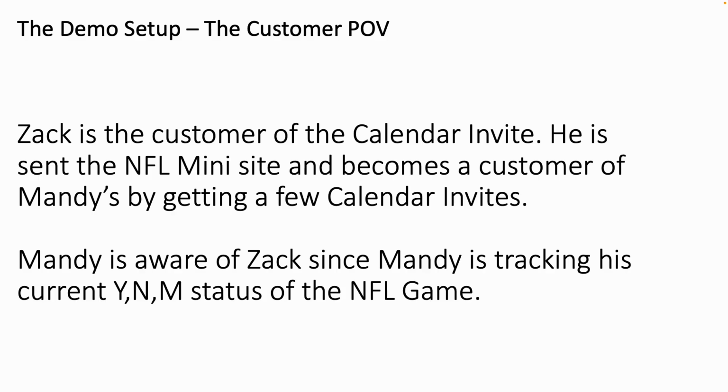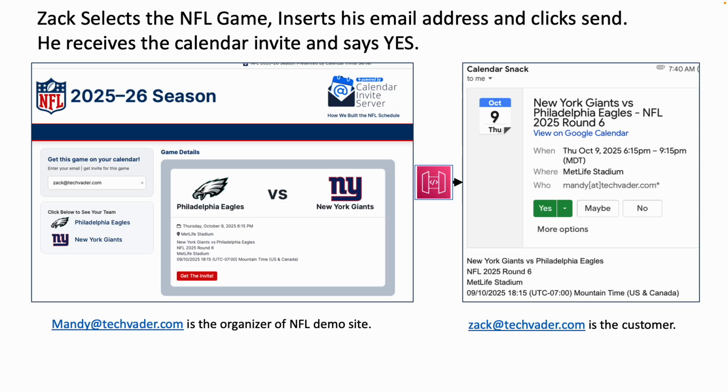So in the demo setup, from the customer point of view, Zach is a customer of the calendar invite. He sent the calendar invite off the mini site and becomes a customer of Mandy's by getting a few calendar invites for games. Mandy is aware of all this since she is tracking all the data in her calendar invite status console of yes, no's, and maybes. So Zach specifically drills into one of the pages. He puts his email address in here specifically for this game coming up actually tonight, round 6.